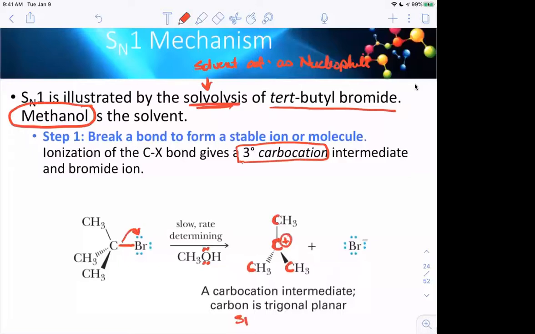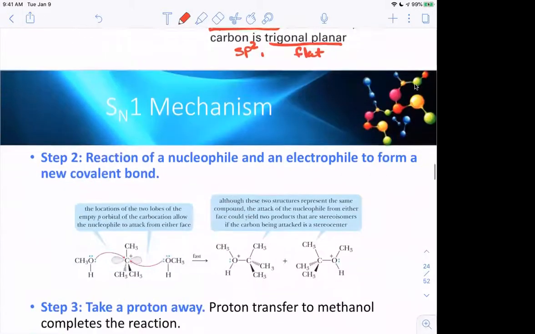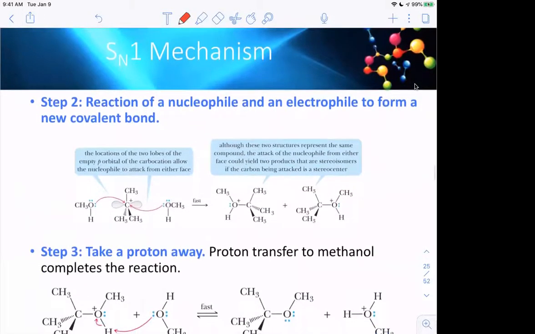Remember, this is sp2 hybridized, it's trigonal planar, it's flat, which has some ramifications later. And then this is my leaving group, which is now left. So the leaving group leaves, and I end up with the carbocation. So this is what's forming here. Step 2 is the reaction of the nucleophile and the electrophile to form a new covalent bond.